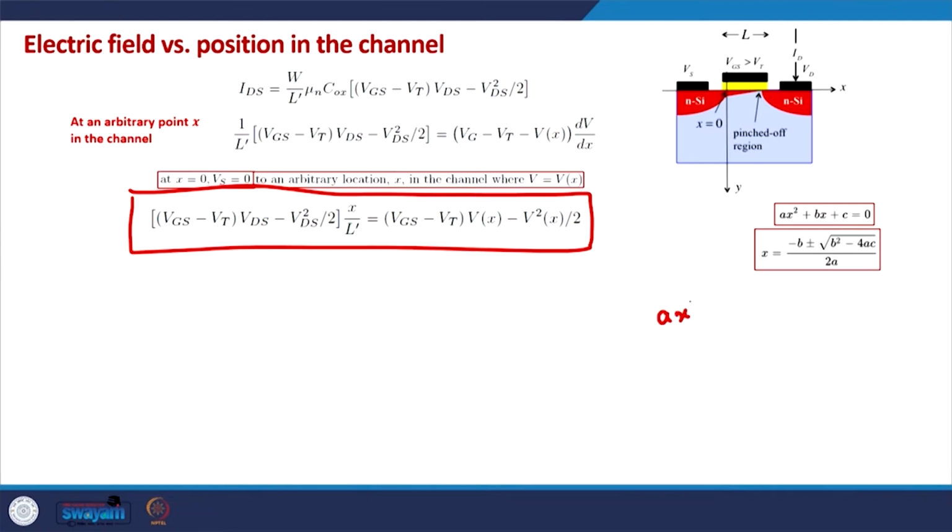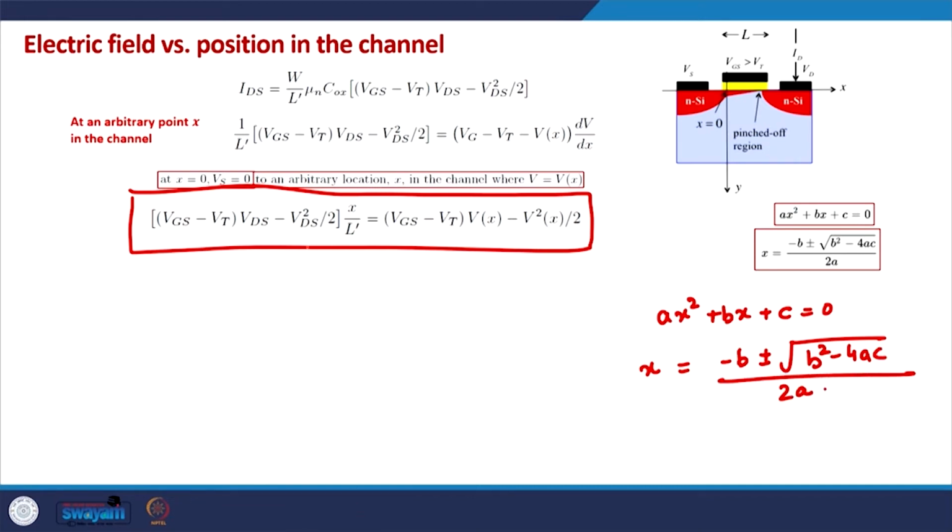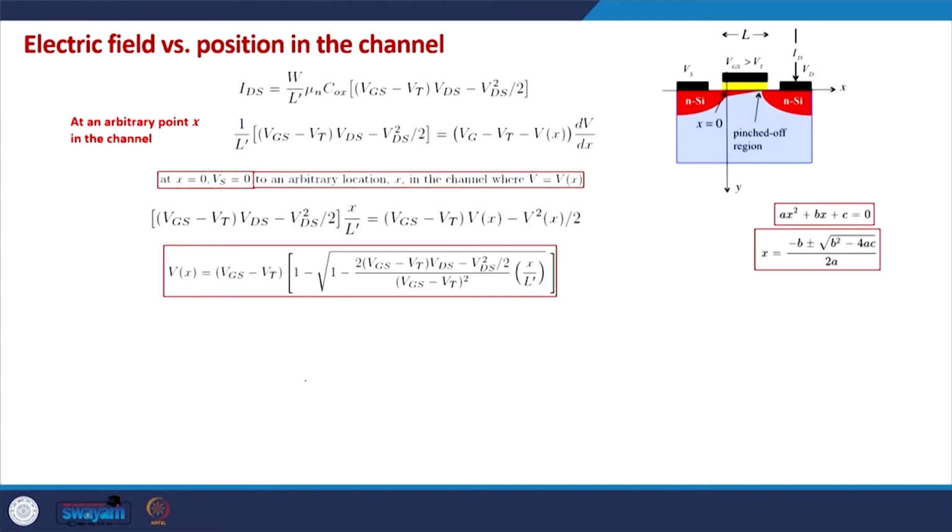If we have a quadratic equation in this form, then the solution can be written from the basic maths formula: minus b plus or minus the square root of b square minus 4ac, divided by 2a. In this case a is half, b is minus (VGS minus VT), and c is this entire thing. I am not going to do this step by step because it is a simple calculation. This is the expression of potential at any arbitrary point x in the channel, and this is L here.